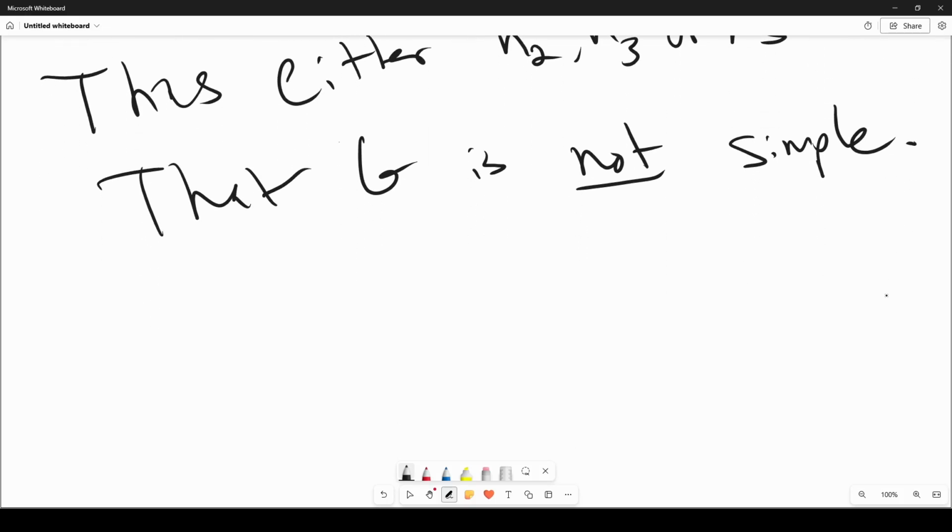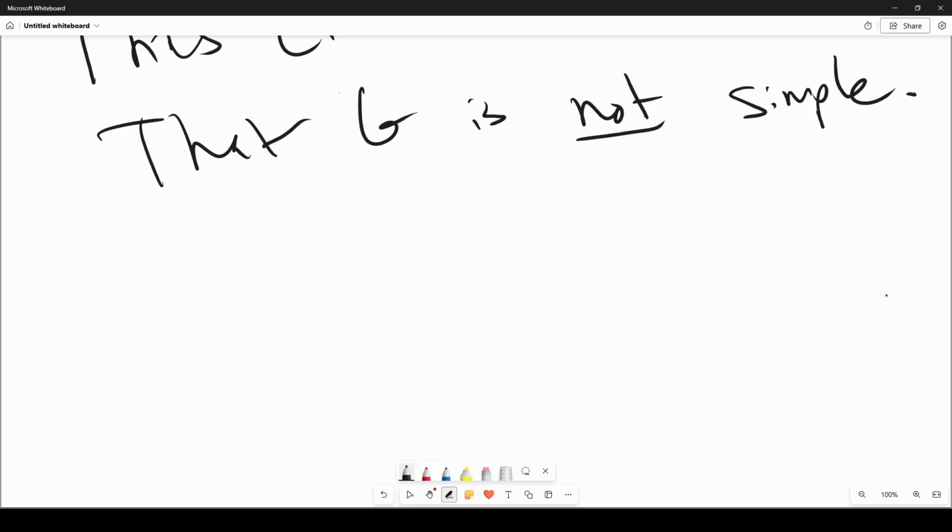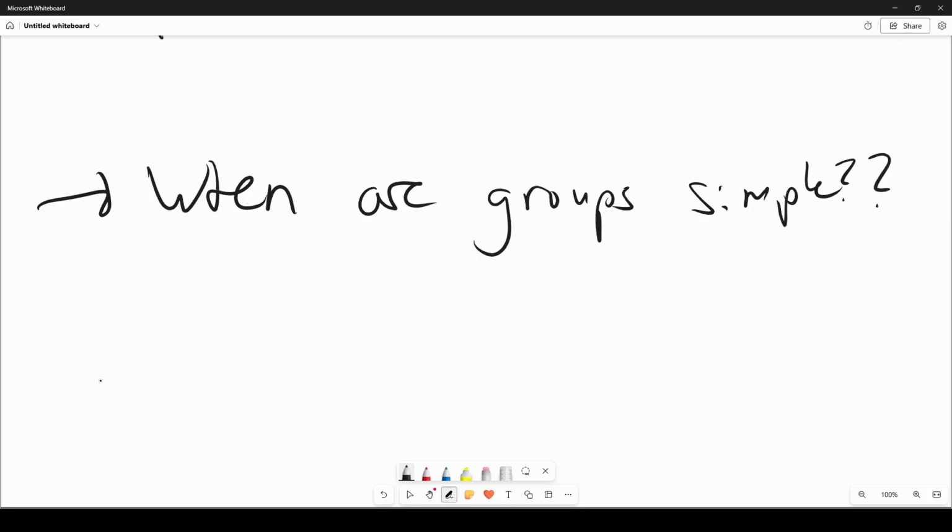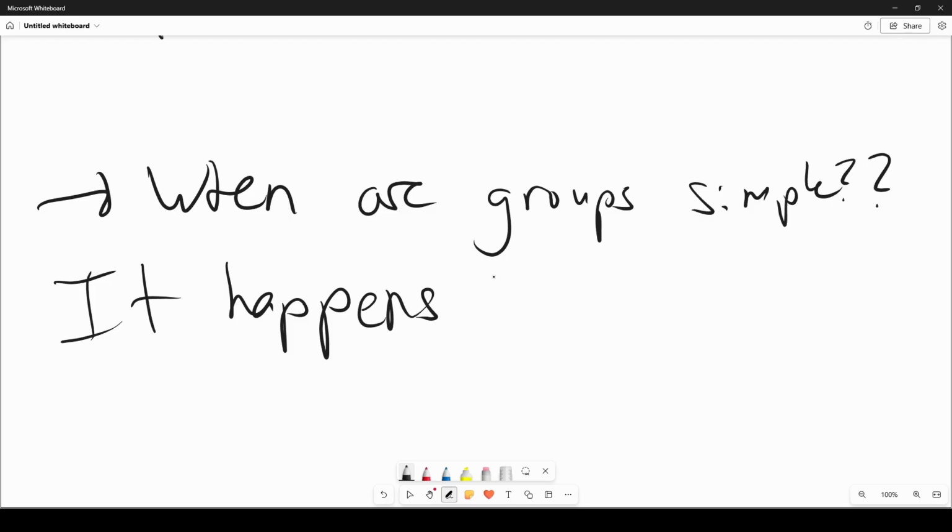So, through both of these examples, you might ask, when are groups simple? Because both of the examples we've done have shown that they're not simple, and maybe most of the groups you can think of have some normal subgroup inside of them. Well, this is a great question because it happens to be that simple groups don't appear for a while.